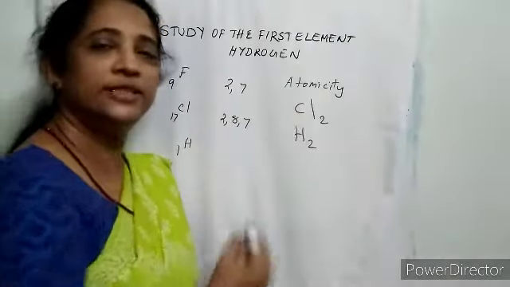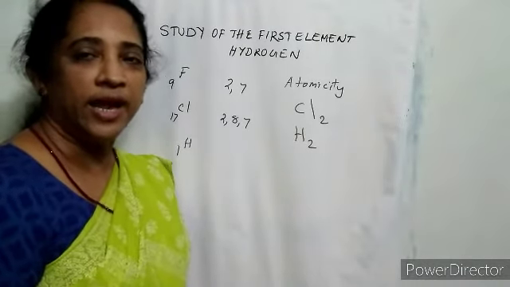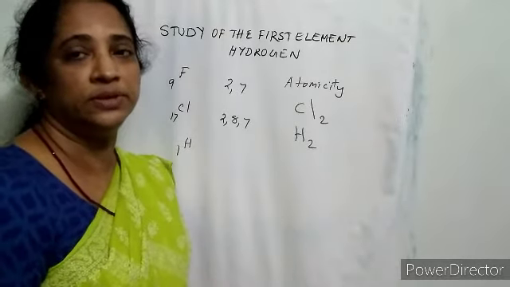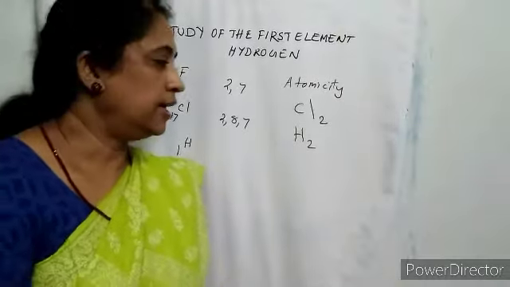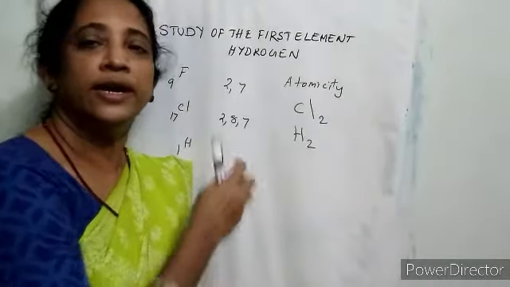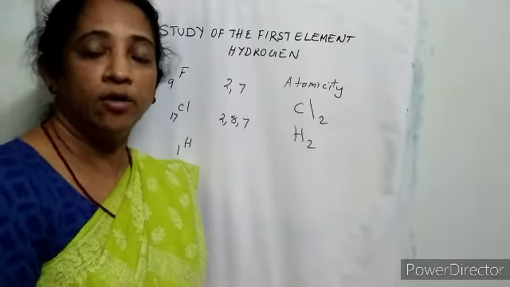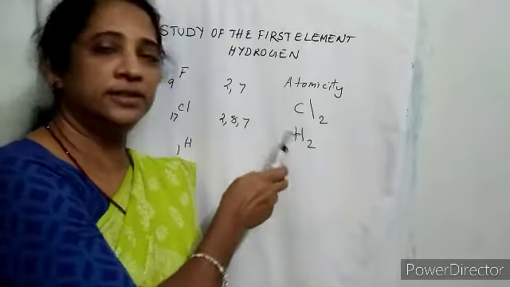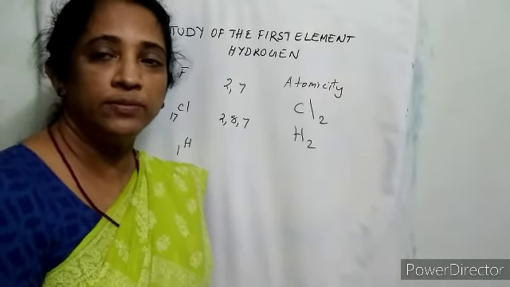The atomicity is 2 for hydrogen. So like halogens, hydrogen has the same atomicity too. And like halogens, they are also diatomic. Diatomic means a molecule contains how many atoms? 2 atoms. So hydrogen is diatomic like halogens, and the atomicity is equal to 2.